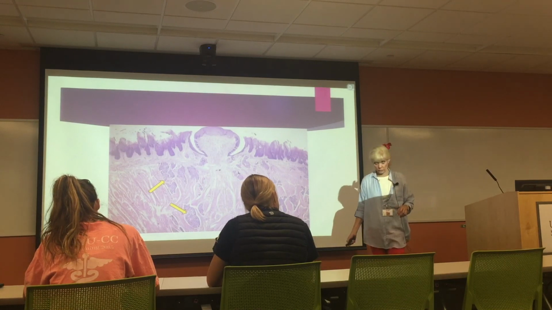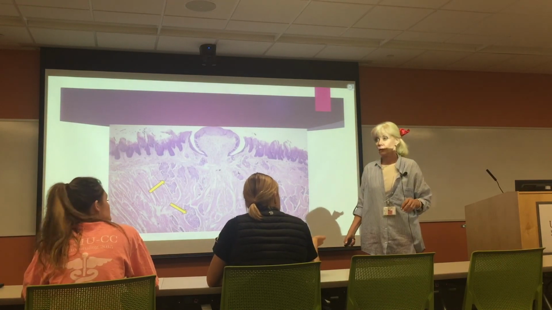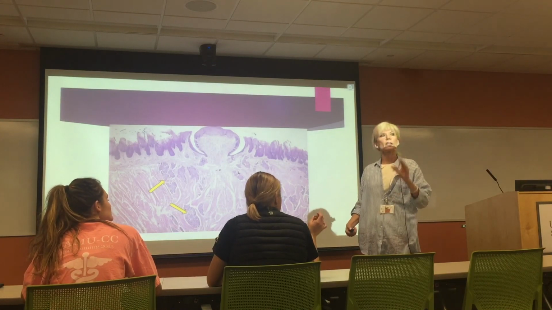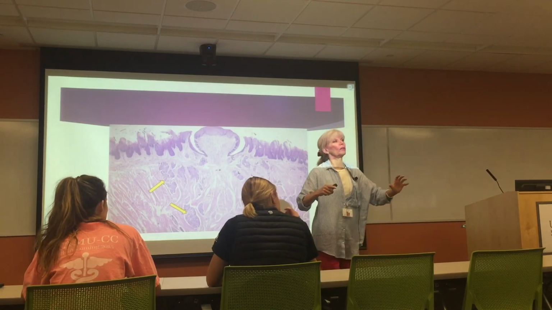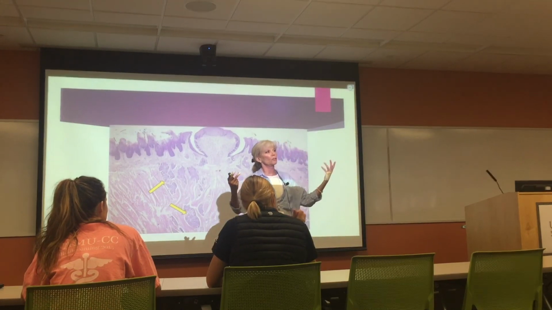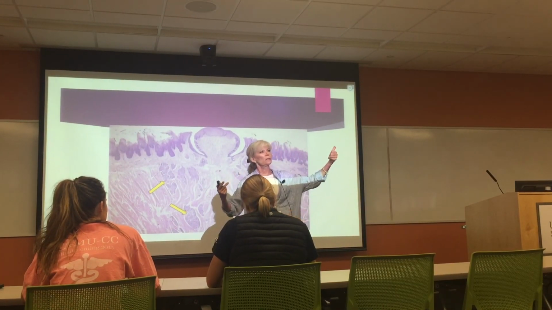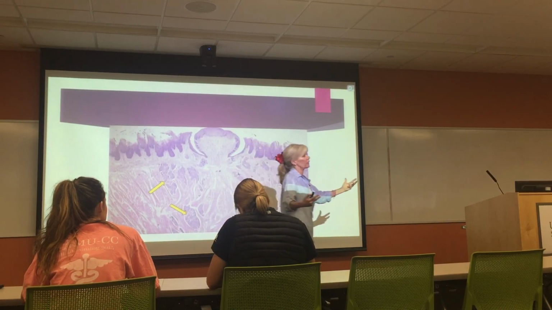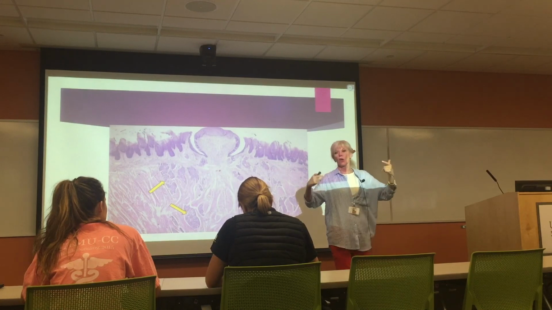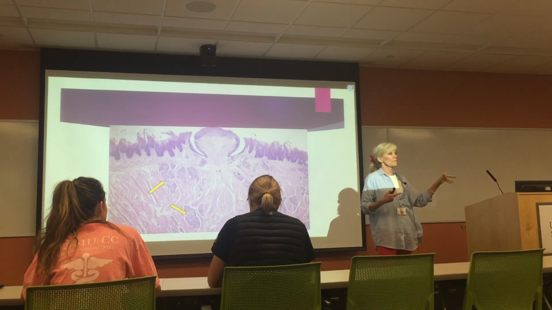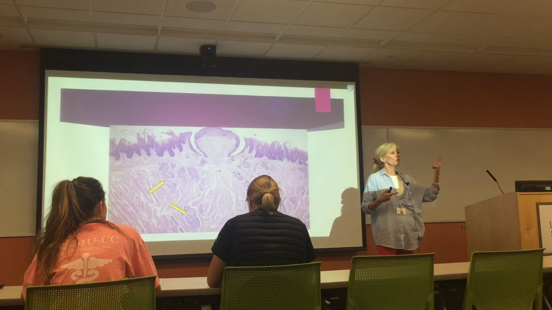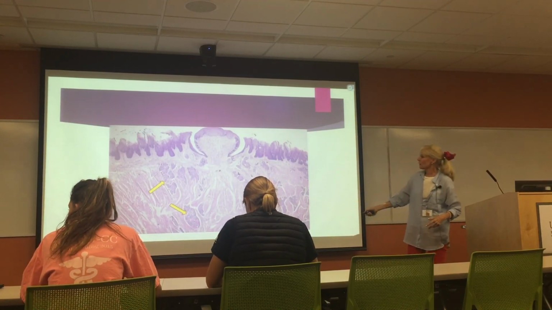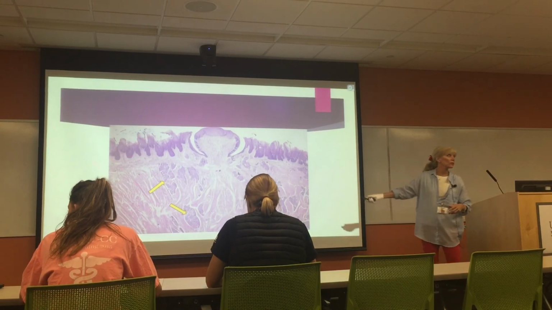For review, Von Ebner's glands are accessory salivary glands, right? They're the exception. Remember, they're a type of minor gland. We only have three major salivary glands: parotid, submandibular, sublingual. Everything else is considered a minor salivary gland. All minor salivary glands are what type? Mucous, except Von Ebner's. Von Ebner's are serous. That's why they tend to be darker staining. Remember, serous cells?